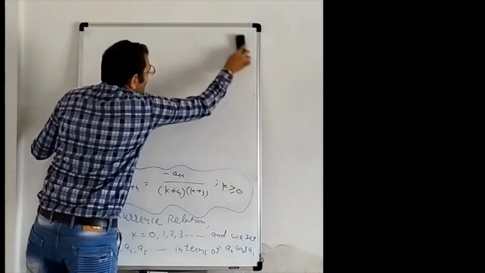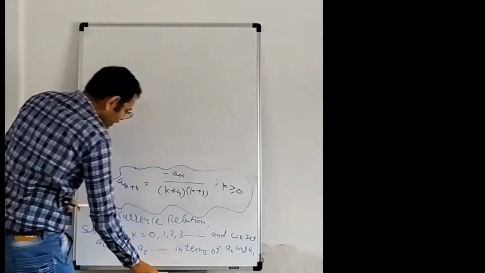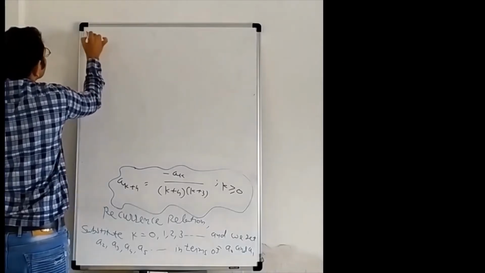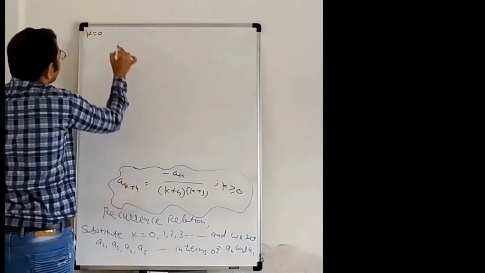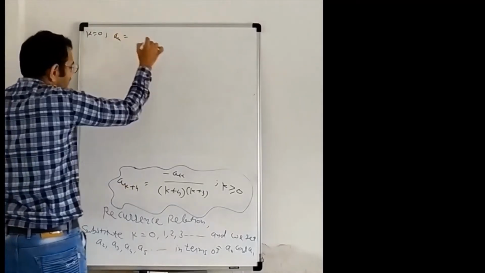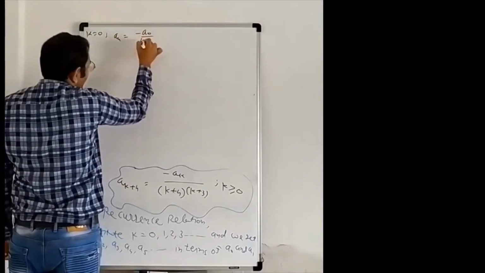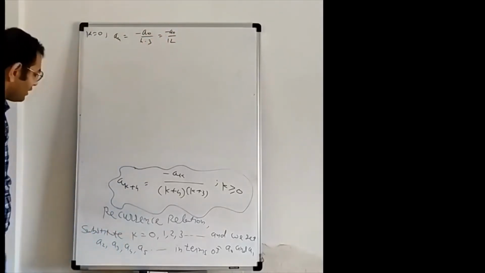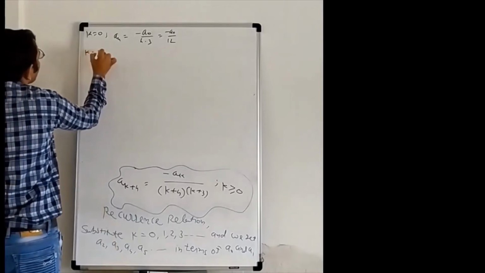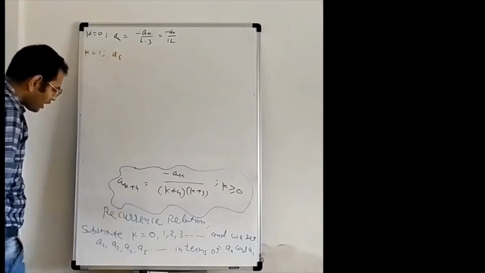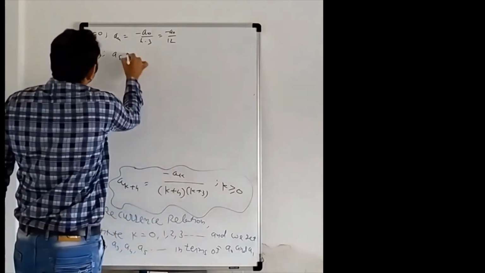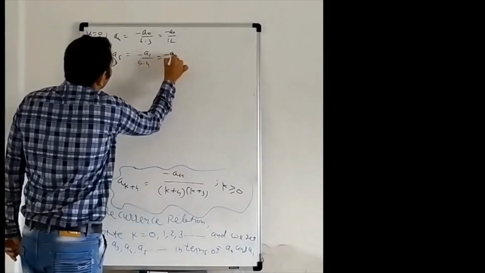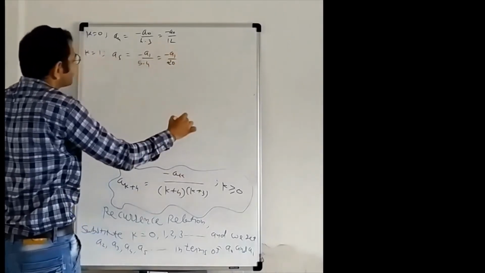First, put the value of k equal to 0 in the recurrence relation. Then we get A4 equals minus A0 divided by 4 into 3, which is minus A0 divided by 12. Then k equal to 1. Then we get A5 equals minus A1 divided by 5 into 4, which is minus A1 divided by 20.